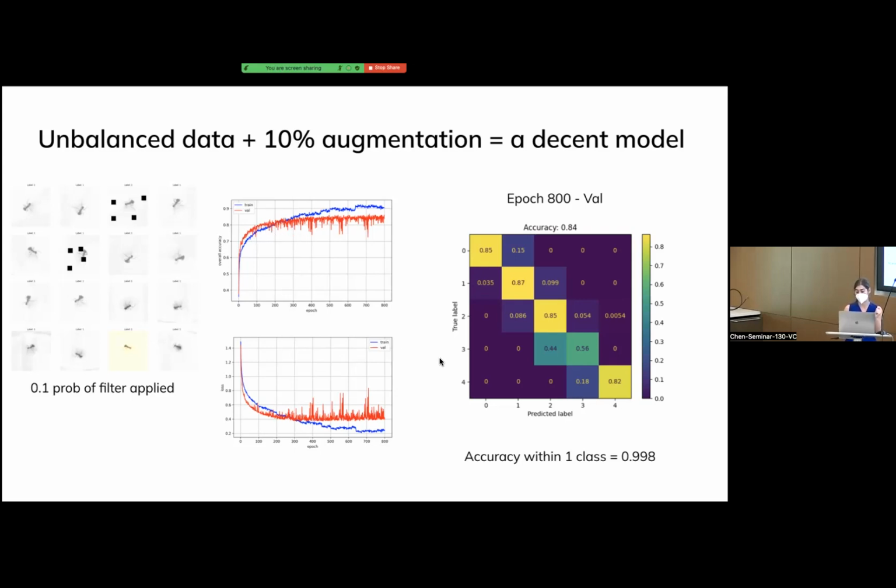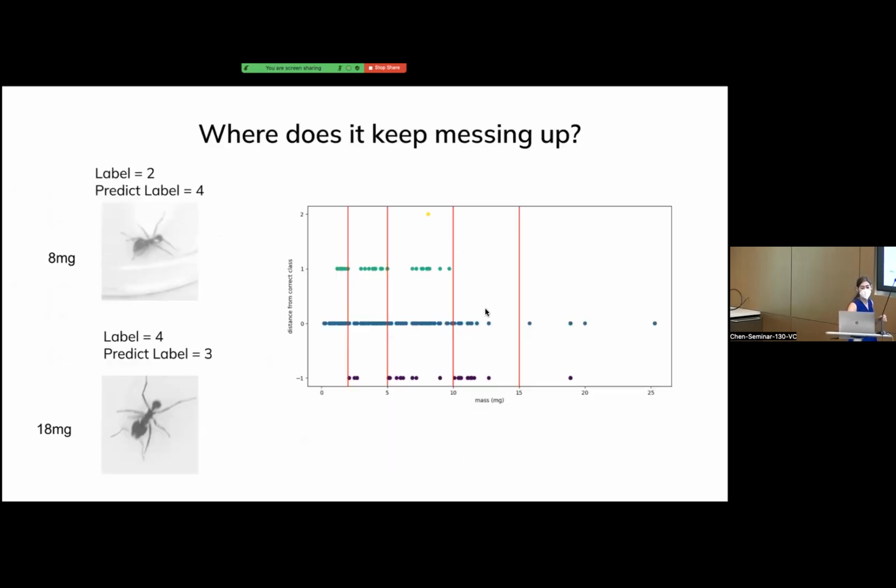And then this is after about 800 epochs, where you can see this nice diagonal, which is really good. What's really exciting about this is the accuracy within one class. So this diagonal and then the diagonals to the side is 99.8%. I think that's really good because this is a continuous distribution. We really arbitrarily set these lines. So I think this just represents where ants are falling between lines, and I'll show that in a minute. So pretty cool.